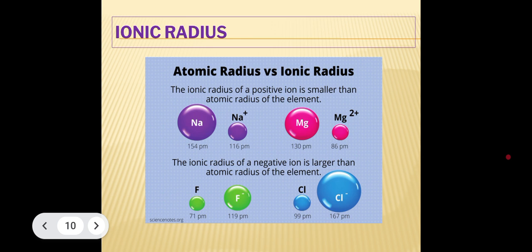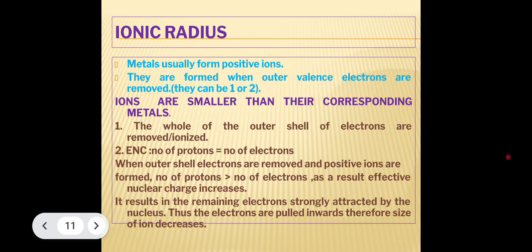But on the other hand, if we take an anion like fluorine, the atomic radius is 71 picometer, whereas the fluoride ion, F minus, is 119, because anions are formed when electrons are added to the outermost shell. Because of this, the size of the radius increases, and hence the ionic radius also increases. Okay, next, let us look at some of the properties of ionic radius.